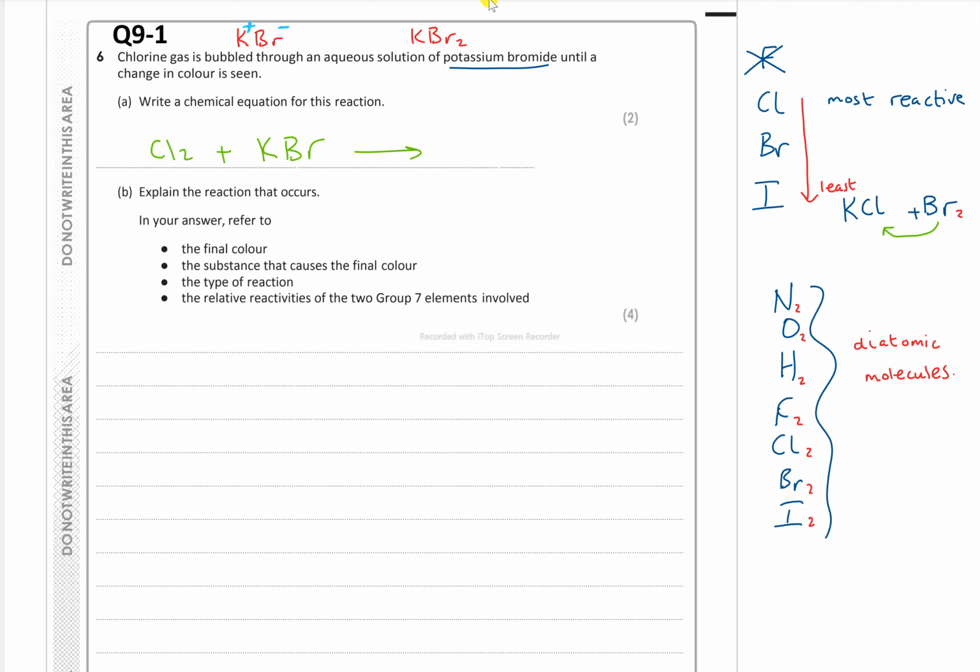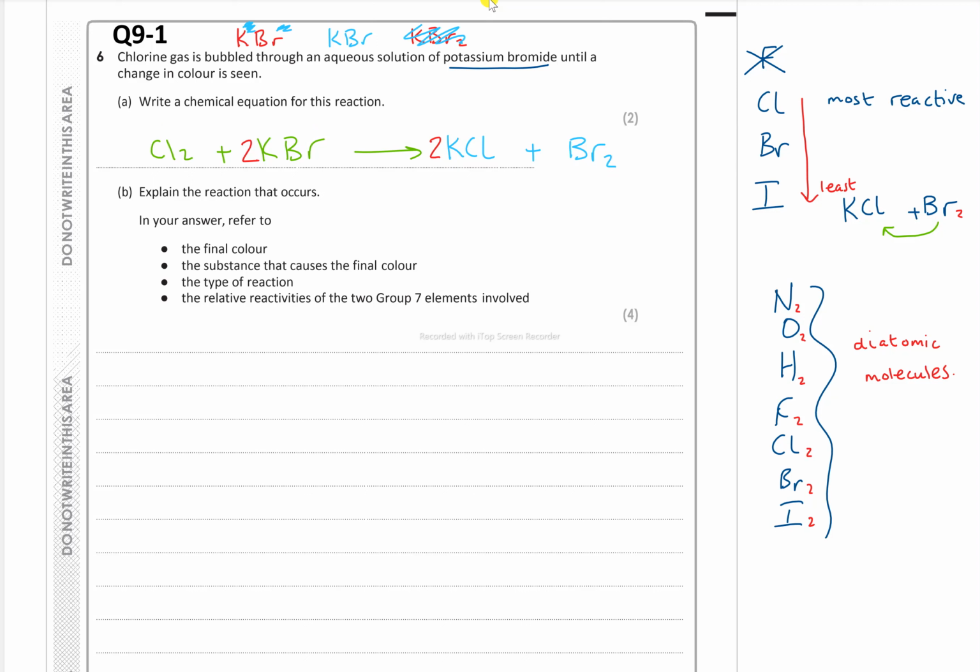So because bromine gets kicked out, you end up with potassium chloride plus bromine. So we know bromine runs around in pairs, so we need a 2 there. So we've got 2 bromines. We've only got 1 potassium here, so we need a 2 there. Now we've got 2 potassiums, but we've got 2 chlorines here. So we've also got 2 chlorines, so this is fine. So the equation looks something like this. There you go.